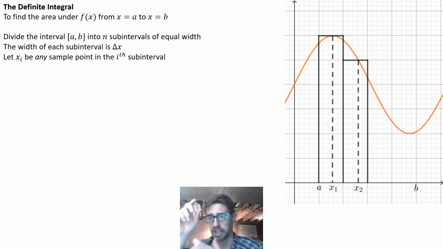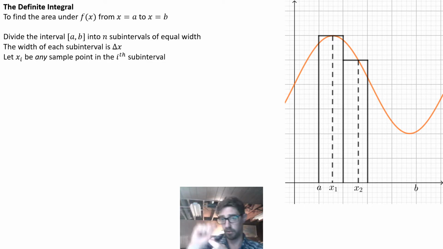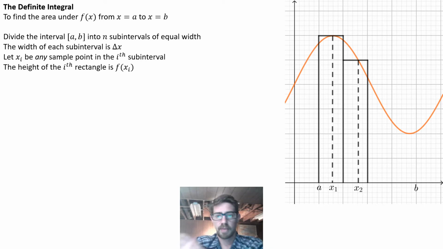So that's why x1 is just a generic point in the first subinterval. x2 is just some other generic point in the second subinterval, right? xi is any generic, what we call sample point in the ith subinterval. And if you look at those dotted lines, those are the numbers. That's the sample point we're using to determine the height of our approximating rectangles. So no matter what f is, the height of the ith rectangle is whatever f of that sample point is. So just look at the first rectangle. The height of that rectangle is whatever f of x1 is. That's where we draw the top of the rectangle. The height of that second rectangle is whatever f of x2 is.